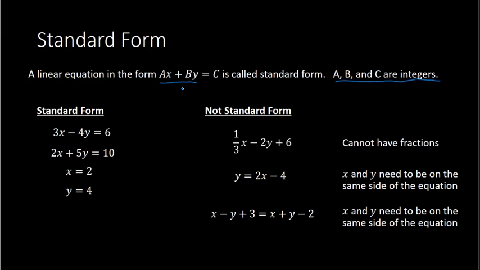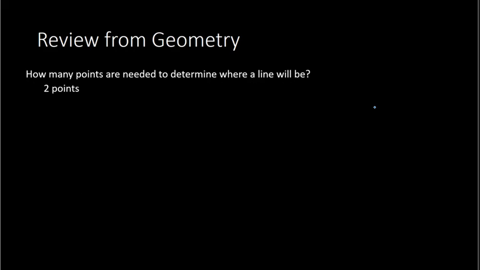Now, working some more with these linear equations, we need a little review from geometry. So if you're trying to graph a line, how many points are needed to determine where a line will go? Well, the answer is going to be 2. We need 2 points to determine where a line will go. If you had just 1 point right here, and you said draw a line through that point, well, it can be any number of lines, right? You could go like this, you could do this. There's an infinite number of lines you could create.